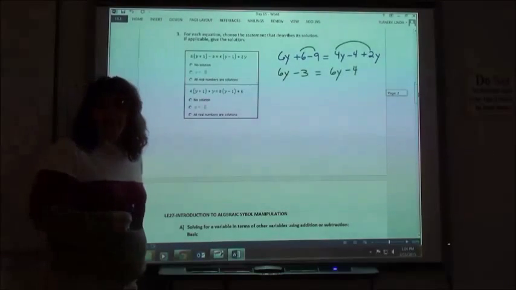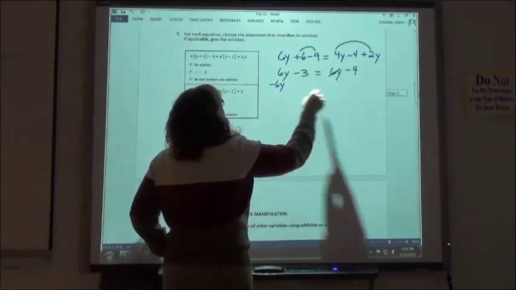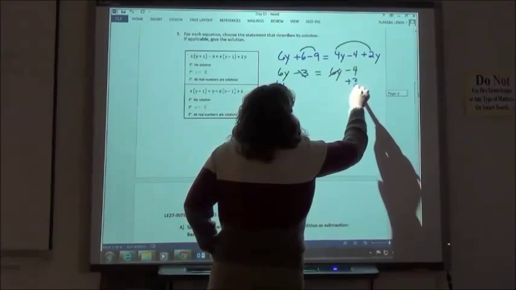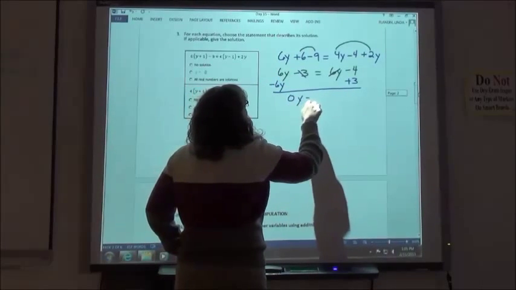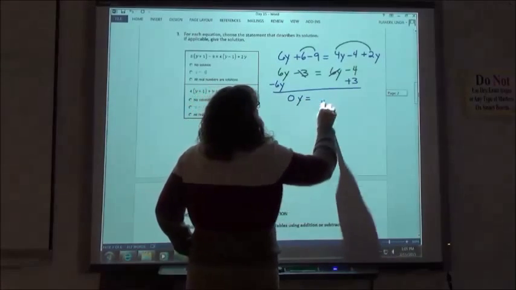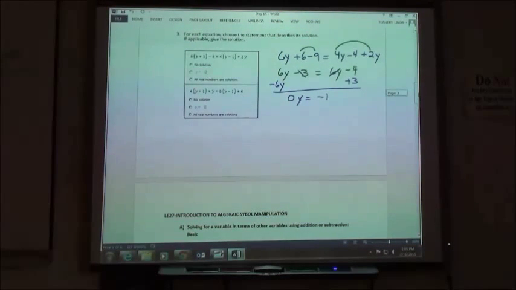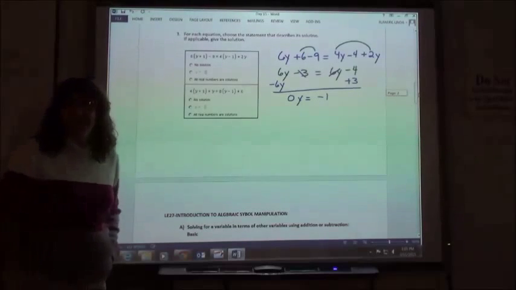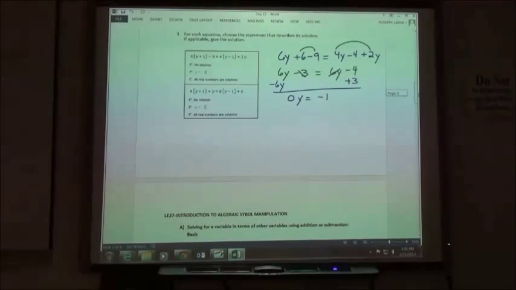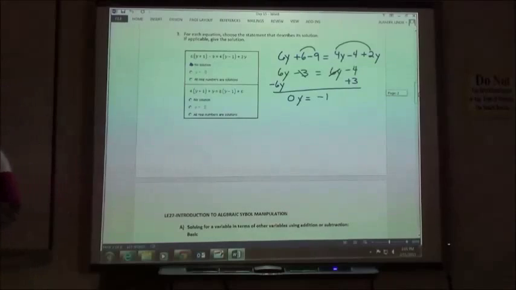Minus 6y equals 0, and negative plus negative 3? No, plus 3. Negative 4 plus 3 would be negative 1. So if I get 0y equals negative 1, what is my solution going to be? Y equals negative 1? Nope. Oh. 0 times what number is negative 1? You're going to have a no solution. I'm going to have a no solution because I can't take anything times 0 and get negative 1.